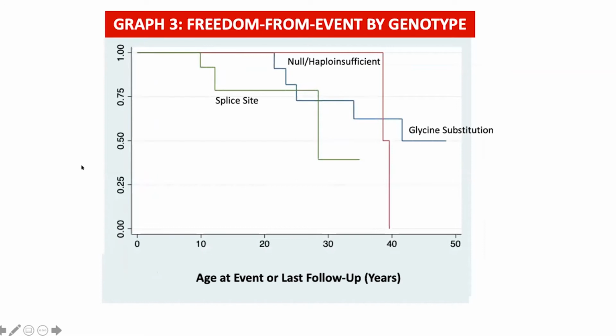And then here's the Kaplan-Meier curve assessing age at first event stratified by COL3A1 variant classification, with 5 events among subjects with a glycine mutation, 3 with a splice site, and 2 with a null. We didn't detect any statistically significant differences here. Our p-value was 0.2.